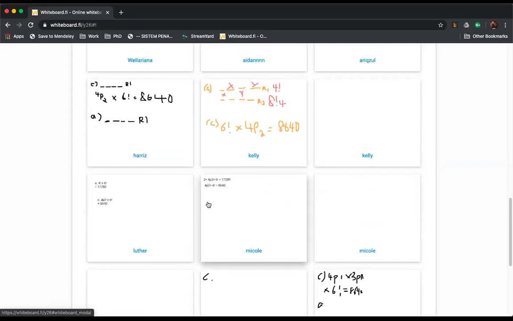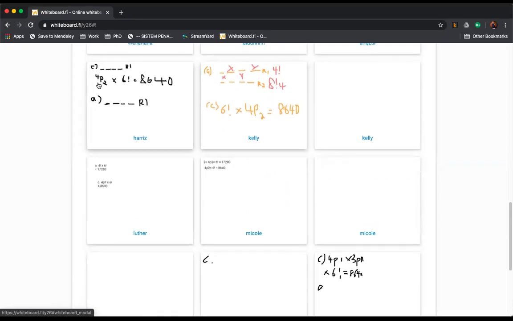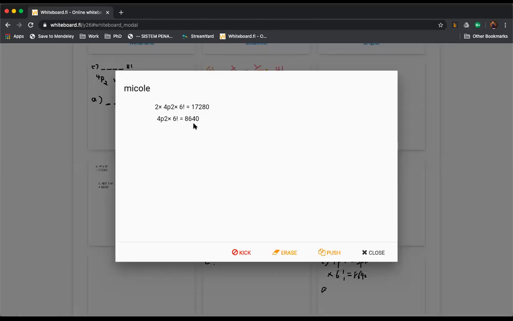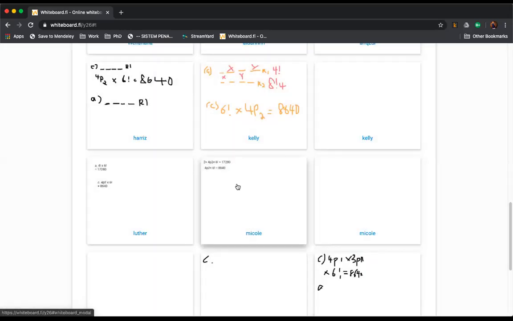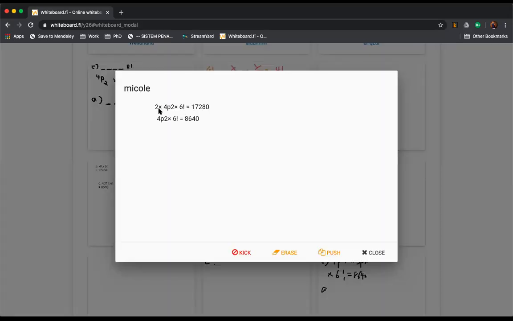Quite a number of you are giving me the same answer: 4p2 times 6 factorial. I want to ask, how did you conclude this? How did you figure out that this is 4p2 times 6 factorial? Look at Mikol's answer, 4p2 times 6 factorial. The answer is correct. Nobody is doubting the answer. I'm only doubting the working. Why would you do 4p2 times 6 factorial? And why is it different from the first question, A, 4p2 times 6 factorial, 10 times 2?